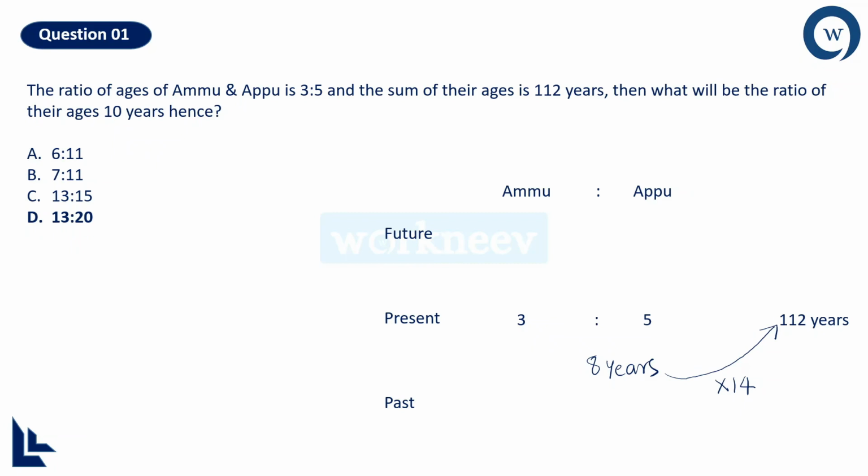Now this tells me that my assumption was wrong, but the reality is 14 times of my assumption, and that is applicable for these two entities as well, right? So Ammu's age will not be 3, it is 14 times 3, and similarly Appu's age will not be 5, it is 14 times 5, and that gives me the present age of Ammu as 42 and the present age of Appu as 70 years. So let me clear the screen for some time and I'll give you the representation in a better way.